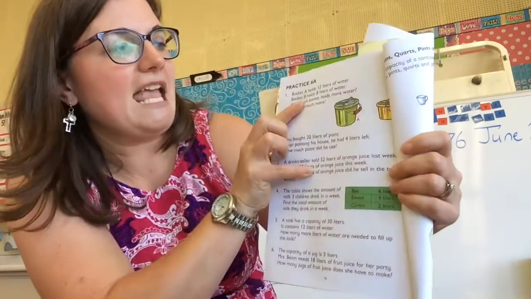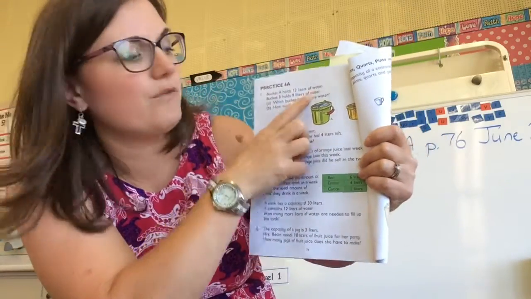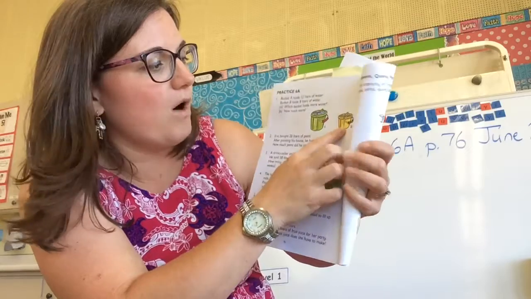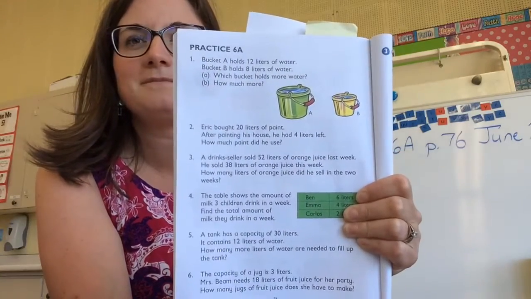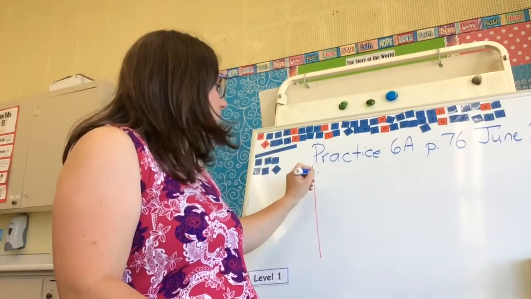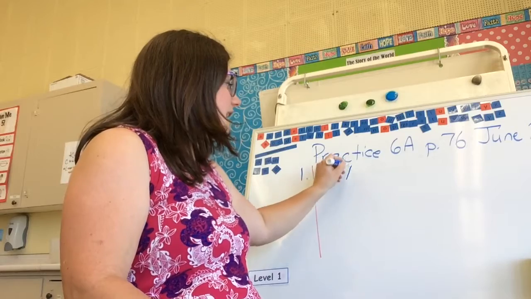So let's look at the first one here. It says bucket A holds 12 liters of water. So we've got A that holds 12 liters. Bucket B holds 8 liters of water. And the first question is which bucket holds more? Well, tell me, is it bucket A or bucket B? Which one holds more? Bucket A. So on the first one, I'd write a little A and I'd put A.